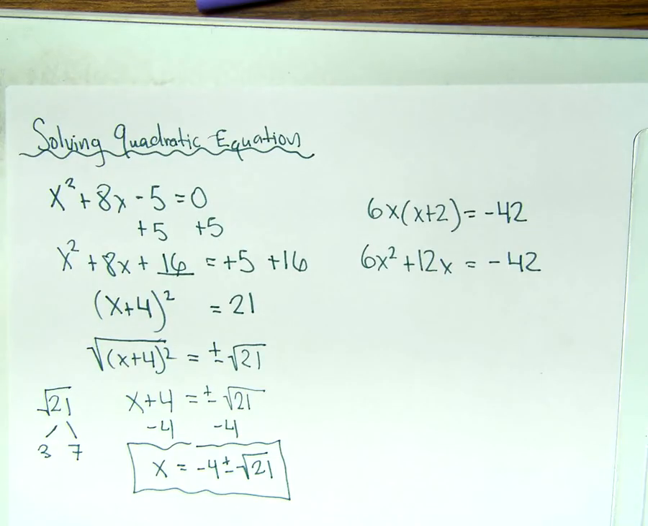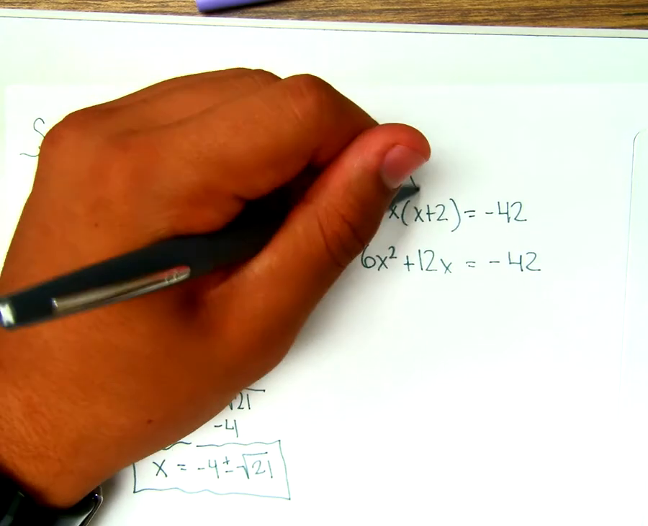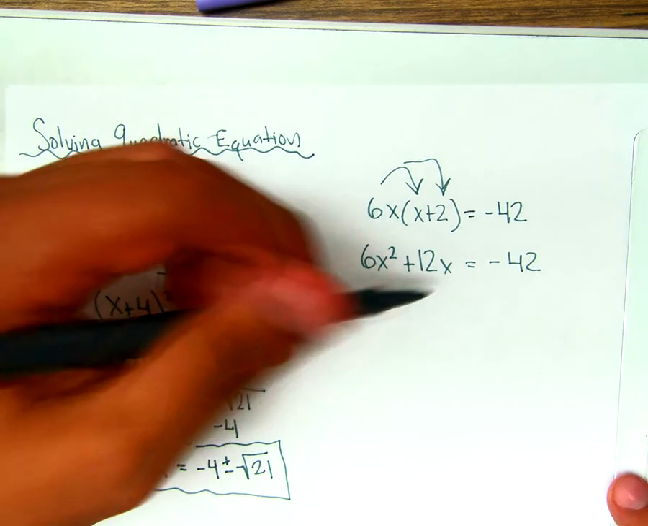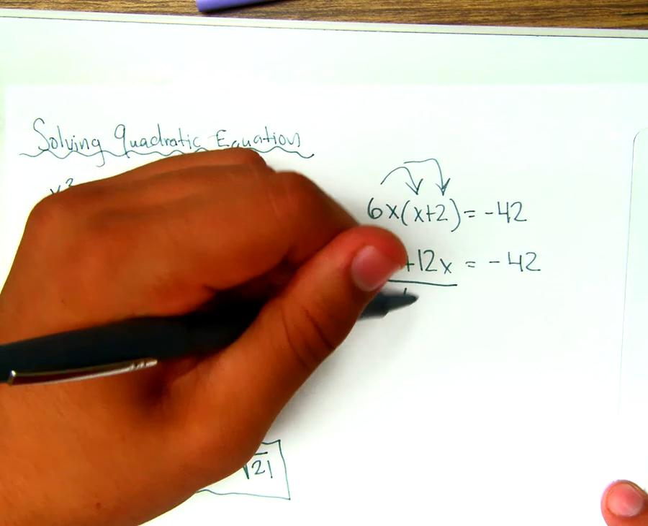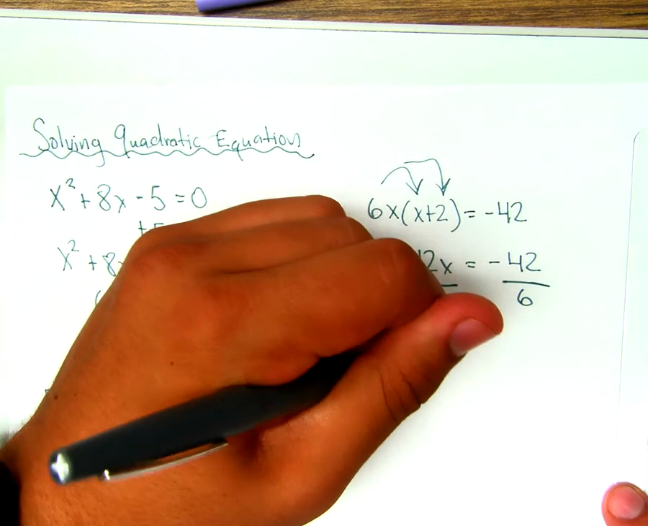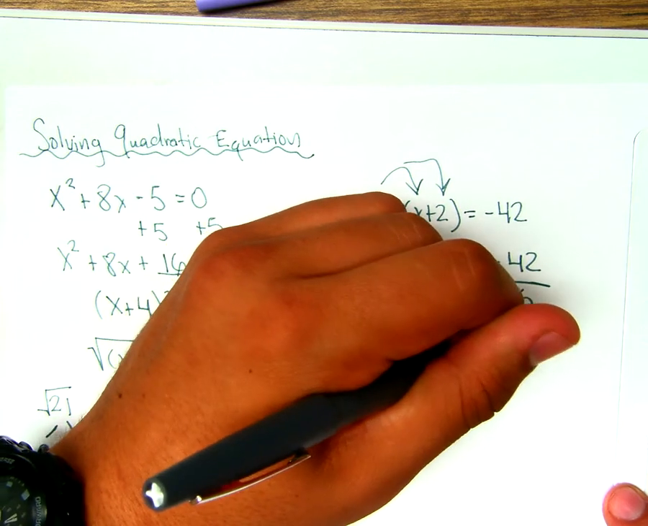Okay? All we did was distribute the 6x. So anytime that we're using the completing the square method, we have to make sure that our a is positive 1. If it's not positive 1, we have to make it positive 1. So how can we make our a positive 1? Yeah, divide by 6. And it just so happens that all our coefficients have a factor of 6. So this is x squared plus 2x equals negative 7.